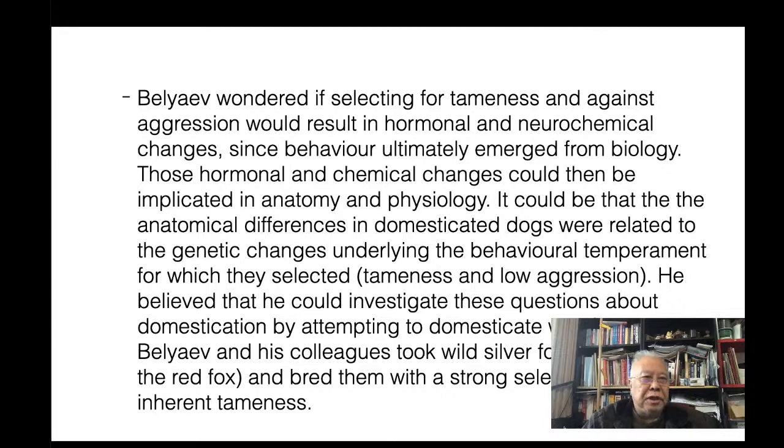So the process is selecting for tameness and against aggression. So this will result in some hormonal and neurochemical changes, and this also ultimately changes biology. So these hormone and chemical changes could then be implicated in anatomy and the physiology, and then it becomes more distinct, like they are very much like dogs now. So you can now buy a fox to keep instead of buying a wolf to keep. Of course, wolf is our dog.